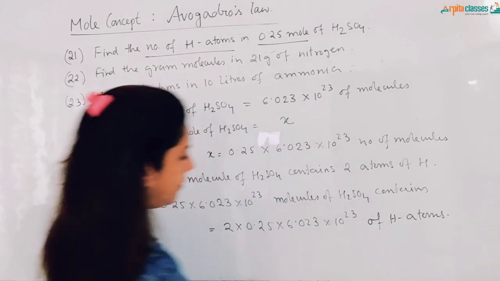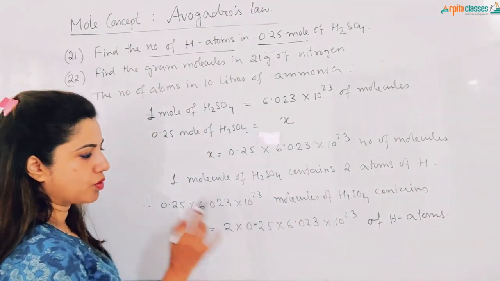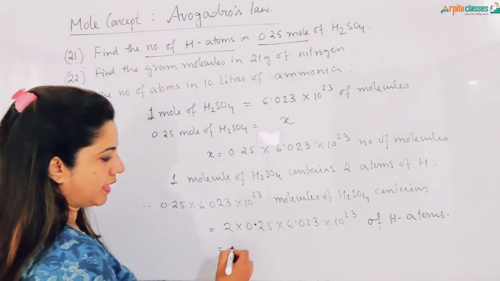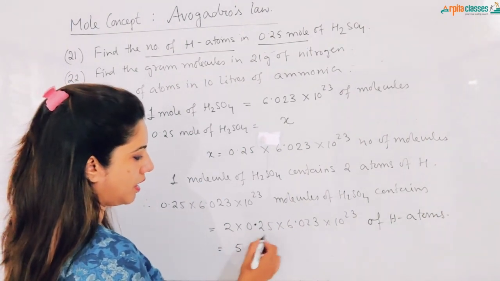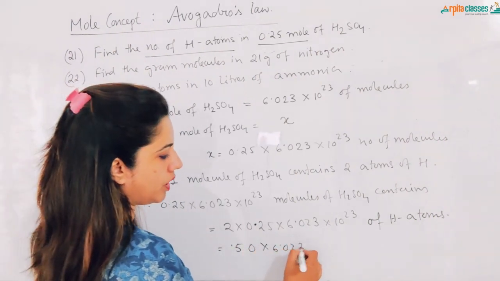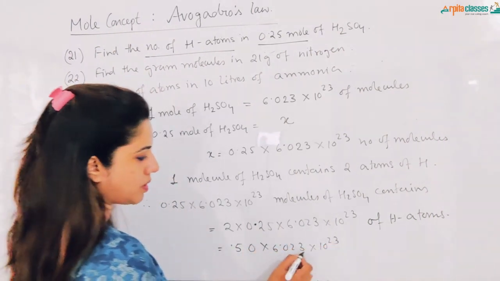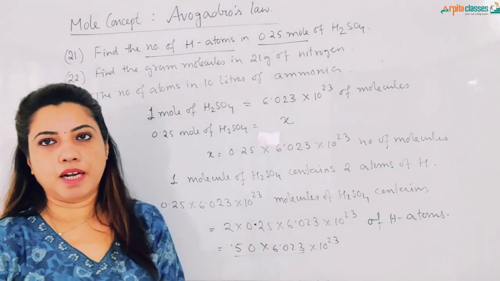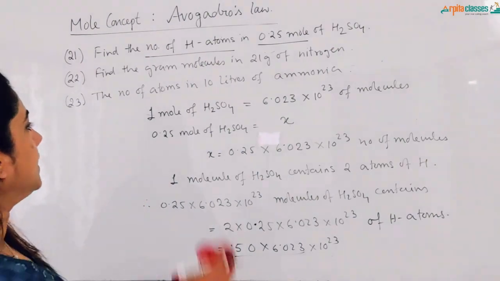So how do we multiply? We just multiply 0.25 into 2, that is 25 2s are 50, so 0.5 into 6.023 into 10 raised to power 23. So just multiply these two and keep your answer as it is. This is the number of hydrogen atoms. Let us see the next question.